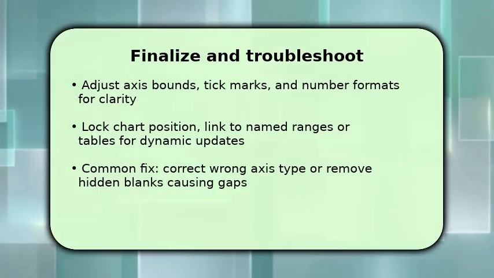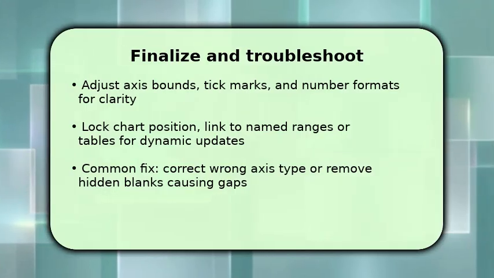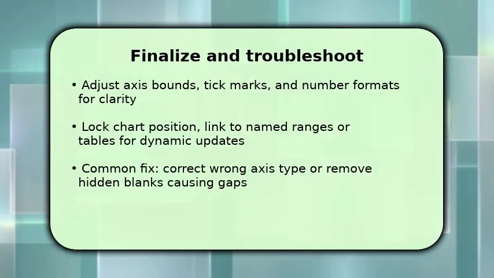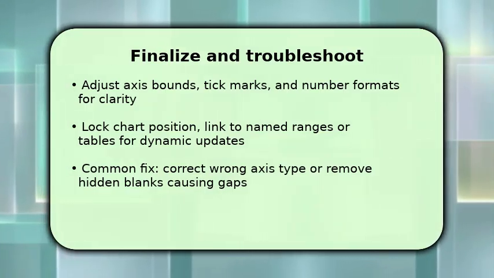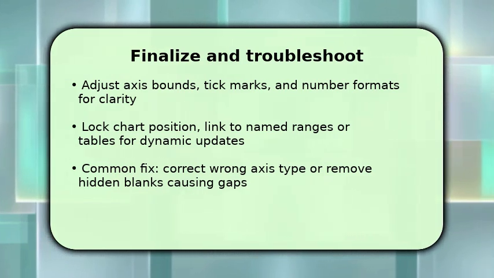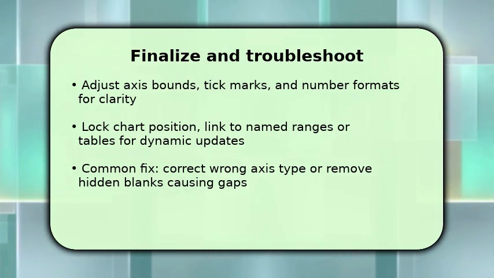If something looks wrong, check axis types first. Categorical versus date errors are frequent, and inspect hidden blanks or text values causing gaps. If needed, rebuild the series selection to force Excel to reinterpret the ranges correctly.